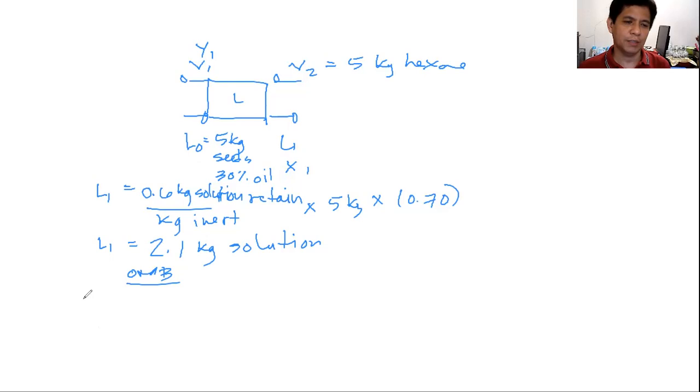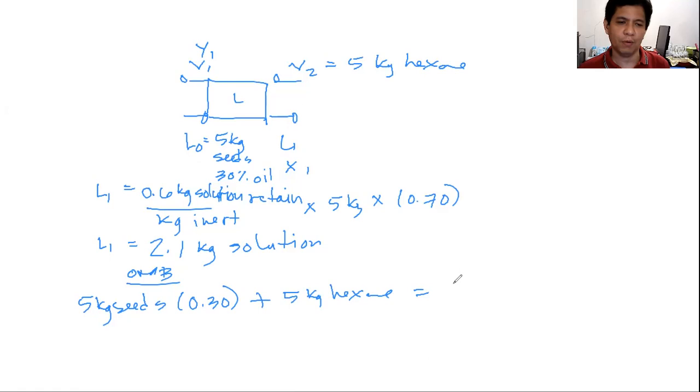So, overall mass balance, yung 5 kilogram ng seeds, yung oil lang yung isasama nyo. So, times 0.3. Plus yung B2 sa taas, yung 5 kilogram ng hexane. I hope you can follow. Tapos yung lumalabas, yung L1, alam na natin na 2.1 kilogram solution, plus yung B1. So, at this point, you can solve B1. B1 is 5 times 0.3 plus 5 minus 2.1.